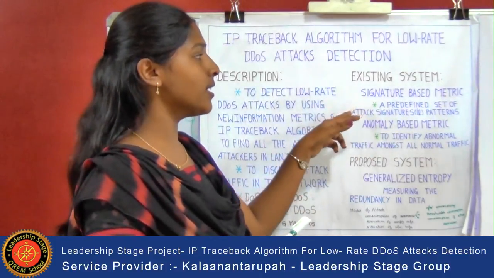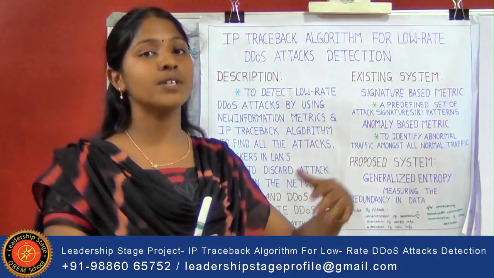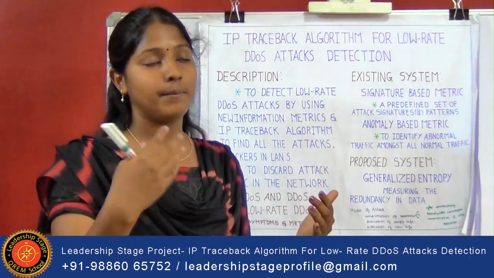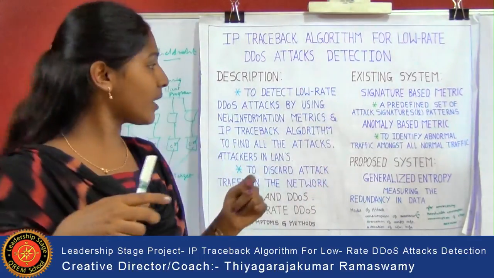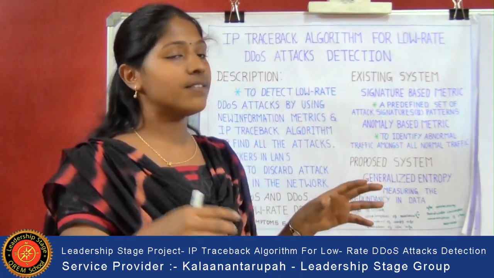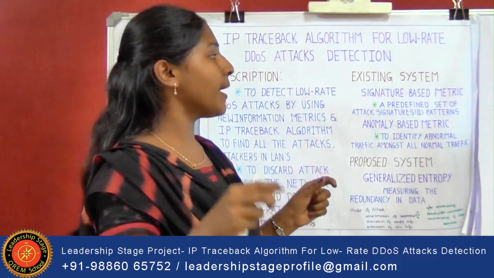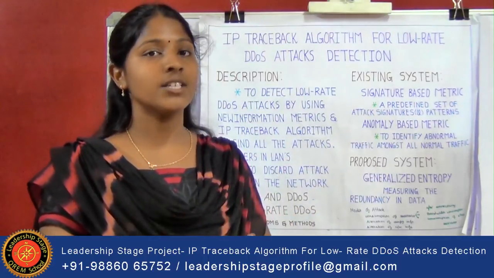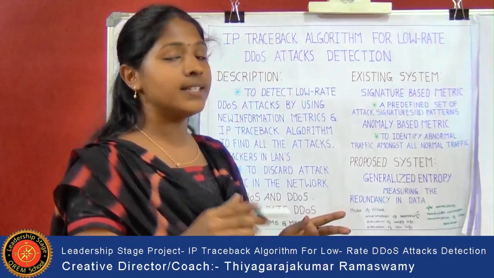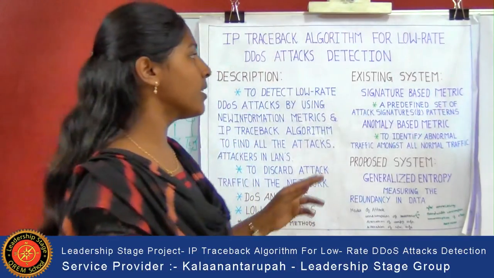In the signature based metric, a set of predefined patterns or strings is stored earlier, based on known attack packets. The incoming network packet is compared with them. If there is a match, it is an attack packet and it is discarded. If there is a mismatch, it is a normal packet and it is forwarded to the downstream routers.